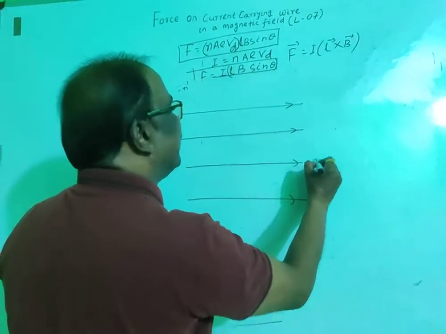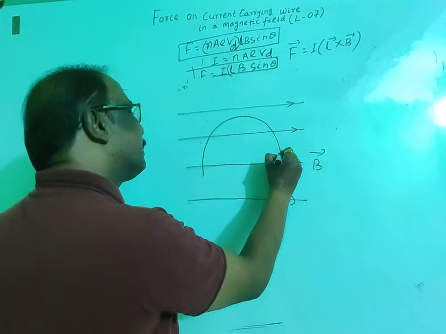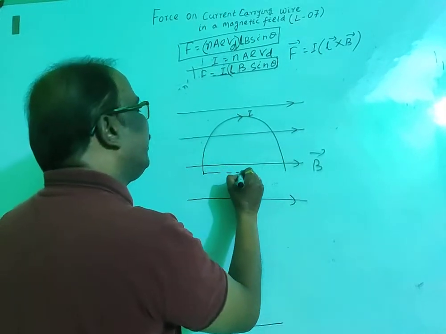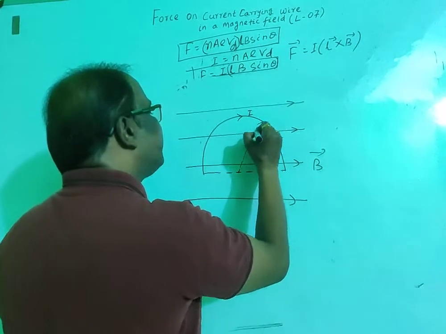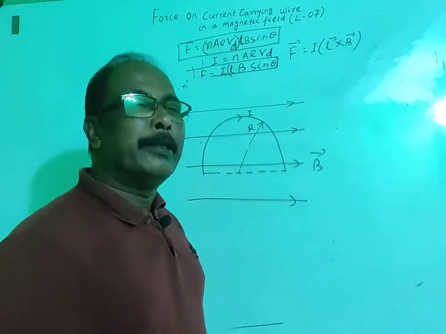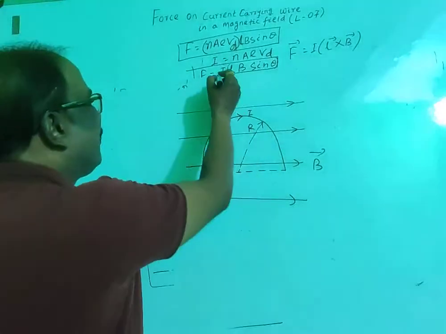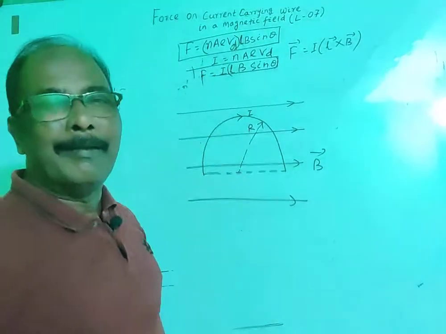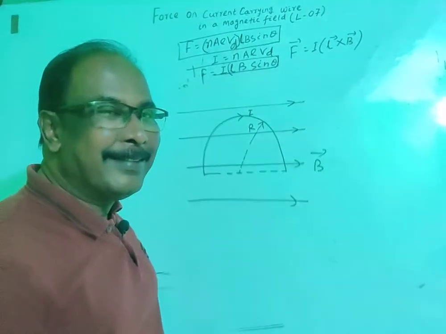This is the direction of the magnetic field, parallel to the plane, and you keep a semicircle carrying current I, and the radius of the semicircular current carrying wire is R. Then we have to find the force on this semicircular coil. As per our formula, F is equal to ILB sin theta. Here, what is the length?